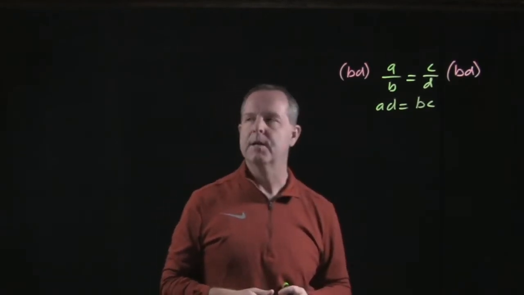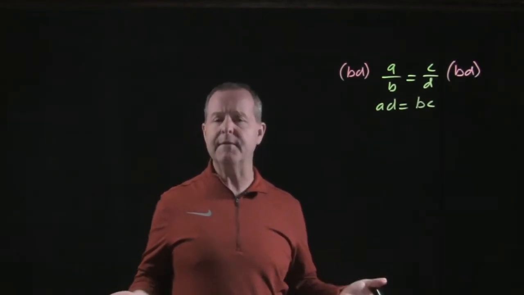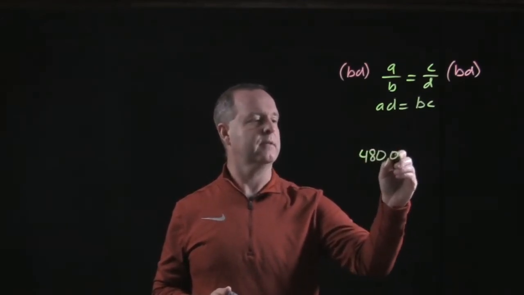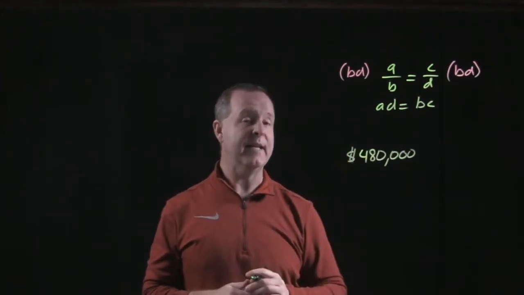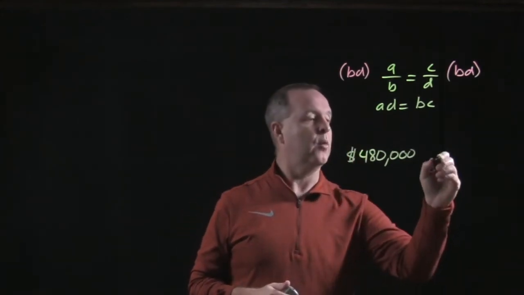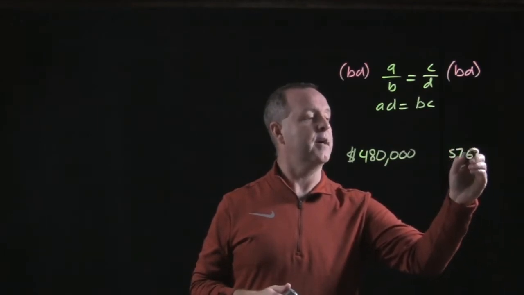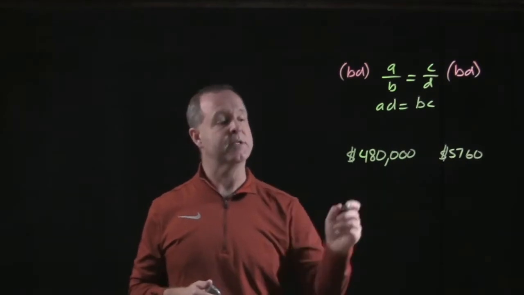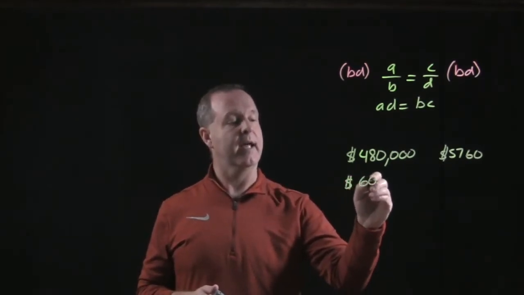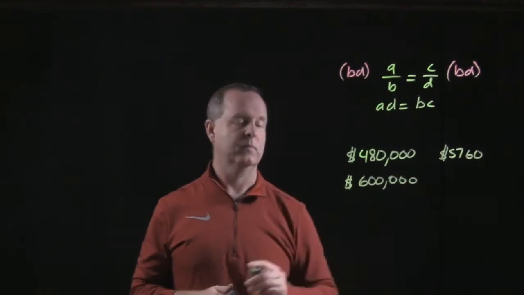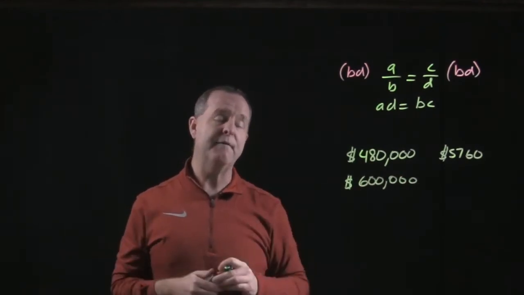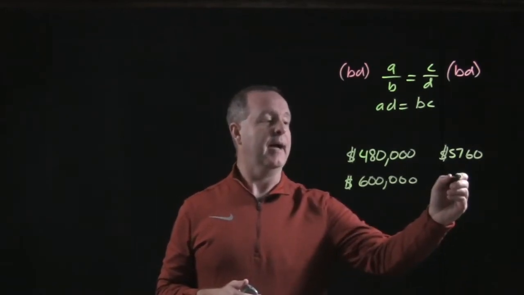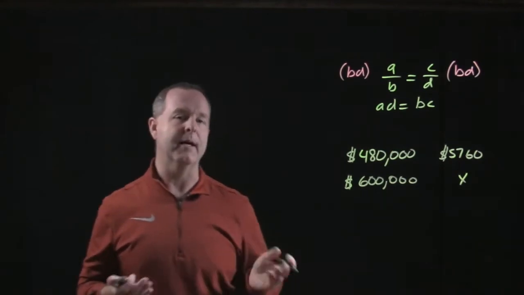we need to have. So imagine that I live in a community and I have a house that's worth $480,000. And the tax for that particular year was $5,760. Up the street within the same taxing district, there's a house that costs $600K. And I'm curious, is that enough information to find out what I would expect their taxes to be? I don't know that, so I would label that as my unknown.